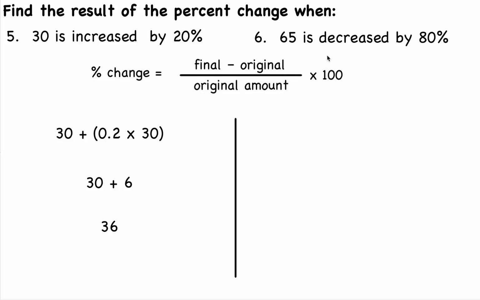Over on the right-hand side, 65 is decreased by 80%. This time it's decreased, so we're going to subtract from 65. So we're going to take 65 minus 80% as a decimal of the original amount. Of means multiply. So we need to take 0.8 times 65, and that gives us 52. And that's the amount we subtract from 65, and we end up with 13.